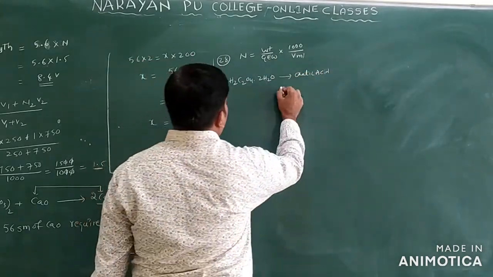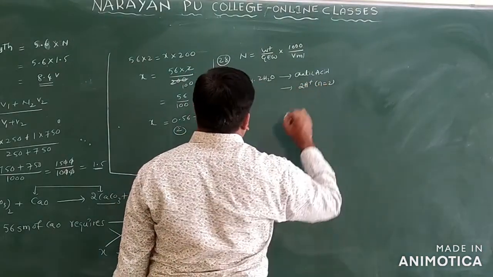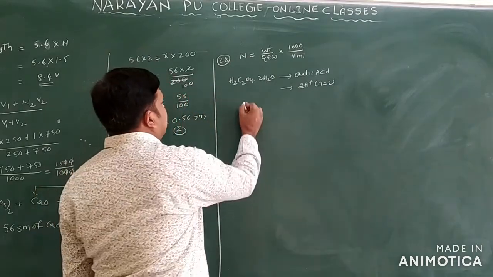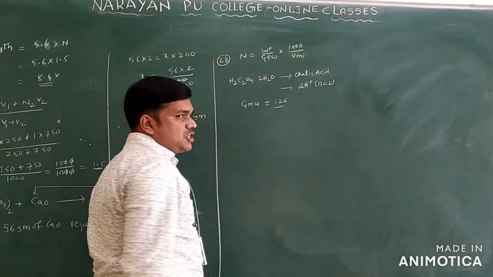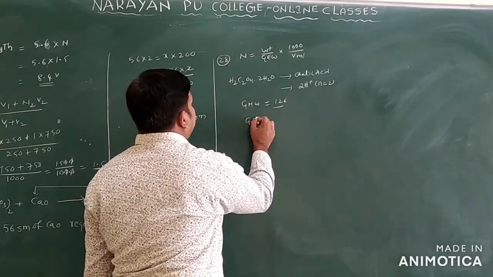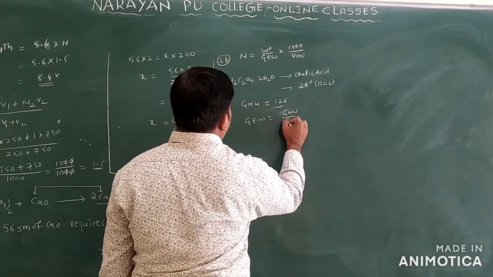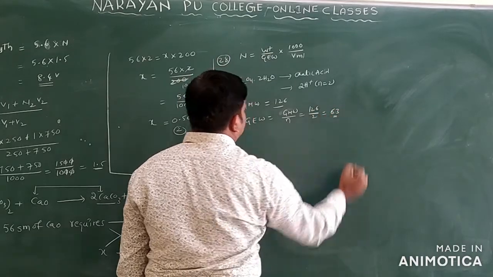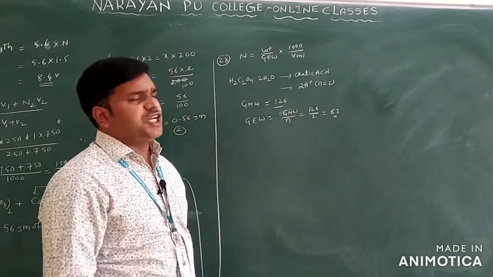This oxalic acid gives how many H plus ions? Here 2 H plus ions only. You will write n is equal to 2, or you can say n factor is equal to 2. What is the gram molecular mass? Gram molecular weight you will get is 126 only. Now gram equivalent weight is equal to gram molecular weight by n factor. This is 126 by 2, that is equal to 63 only. If you know, you can directly take 63.